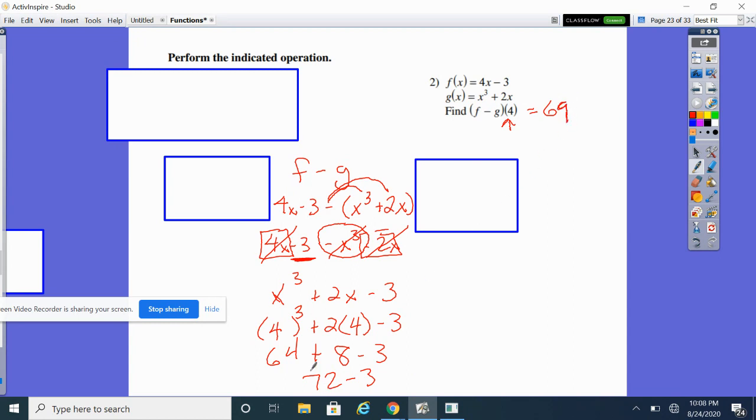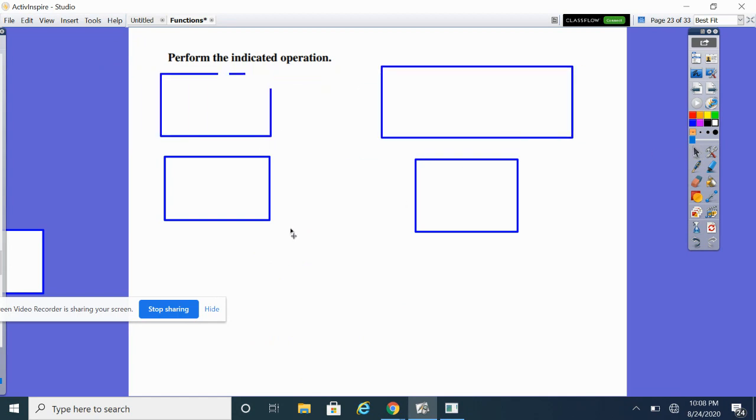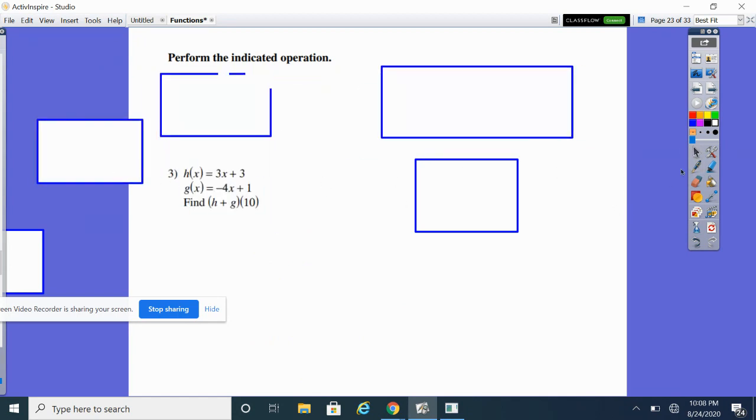Double check this. Make sure I added these and subtracted them right. Every once in a while I do a problem wrong. All right, there, that one's covered up. What's behind door number 3?